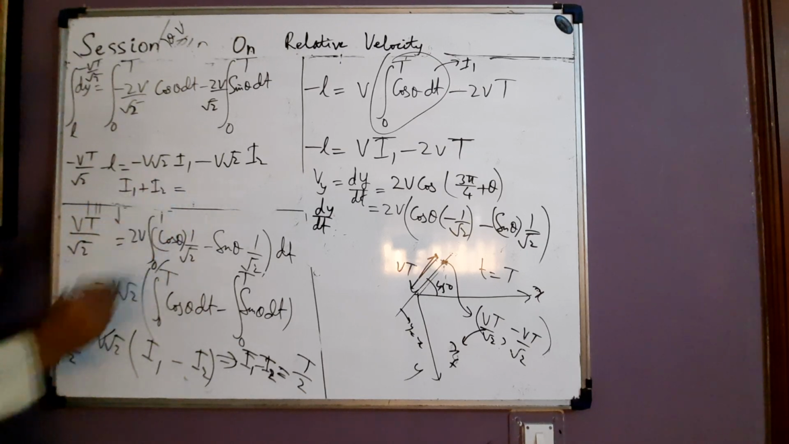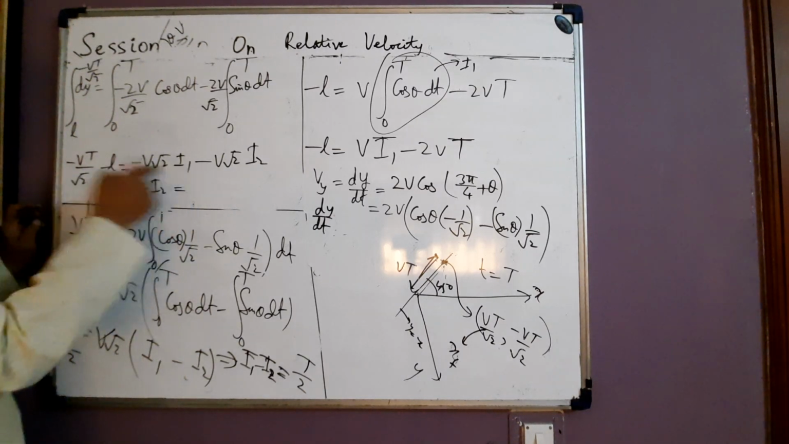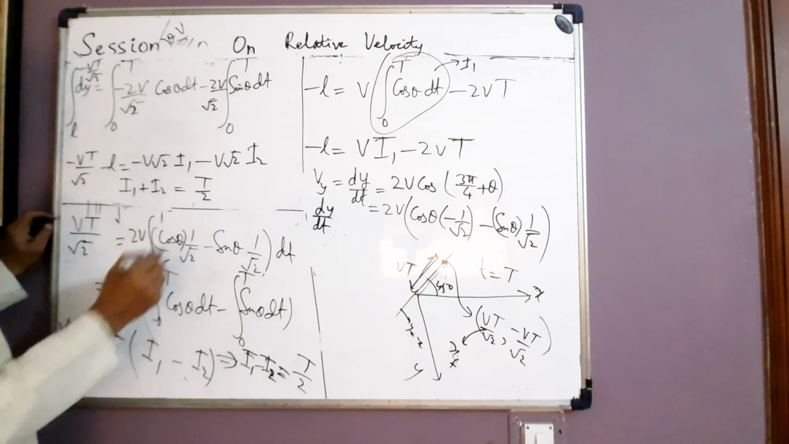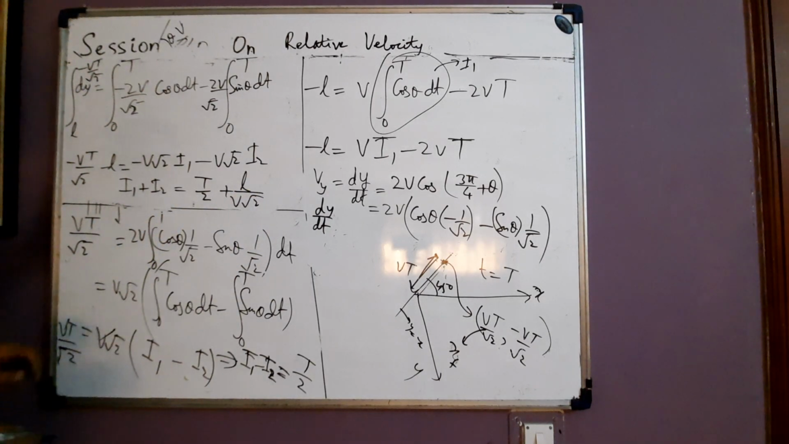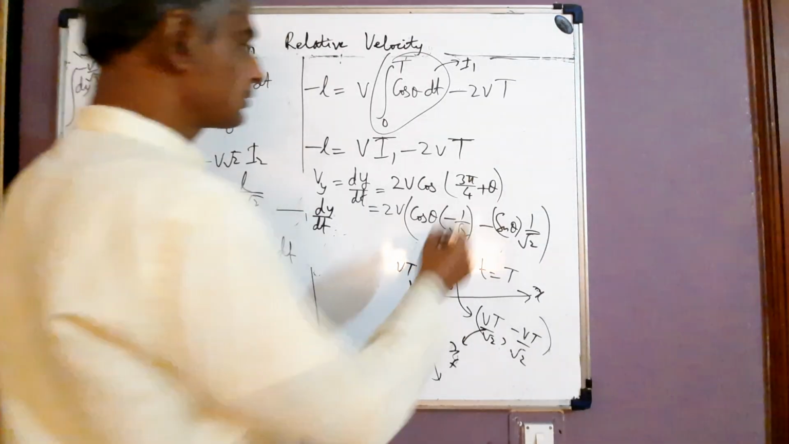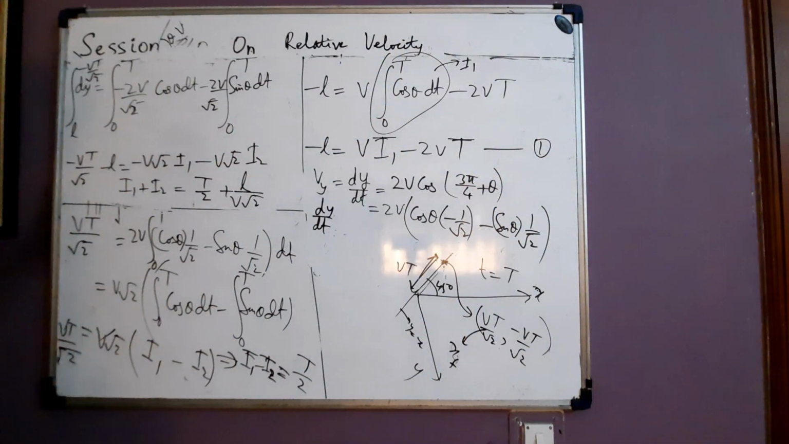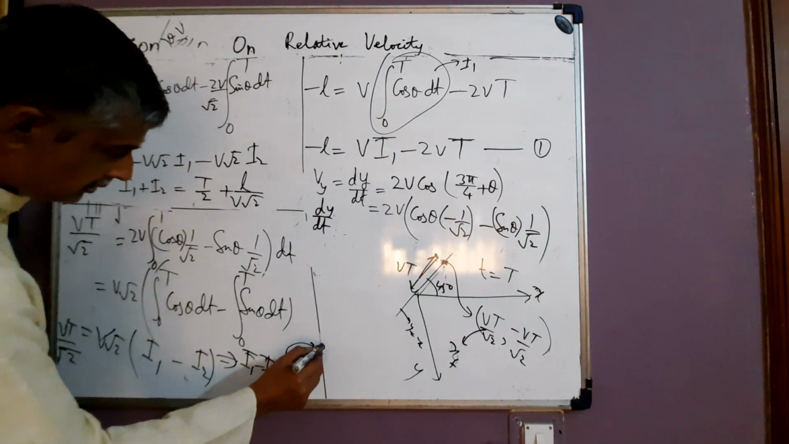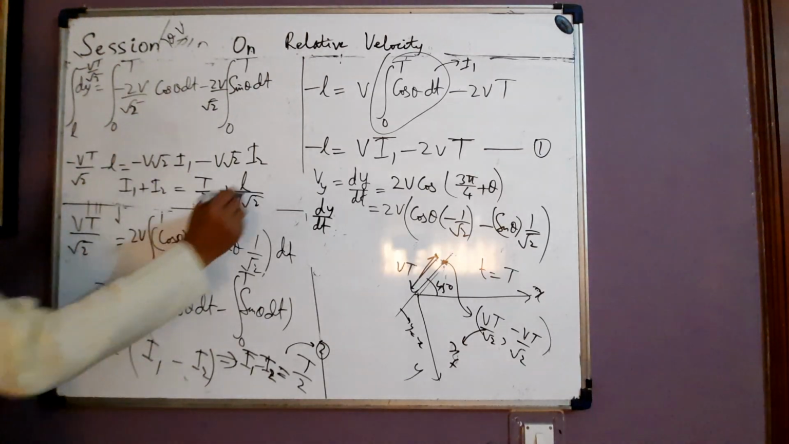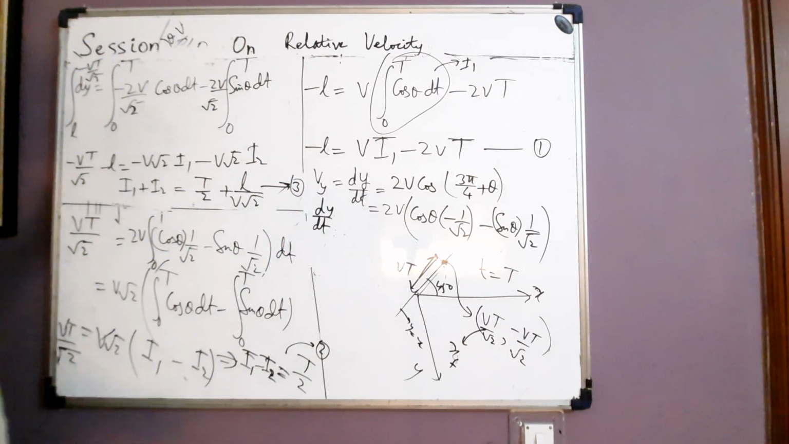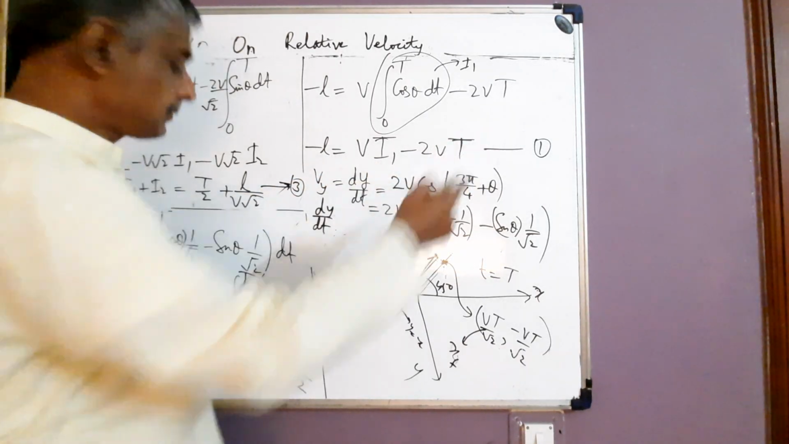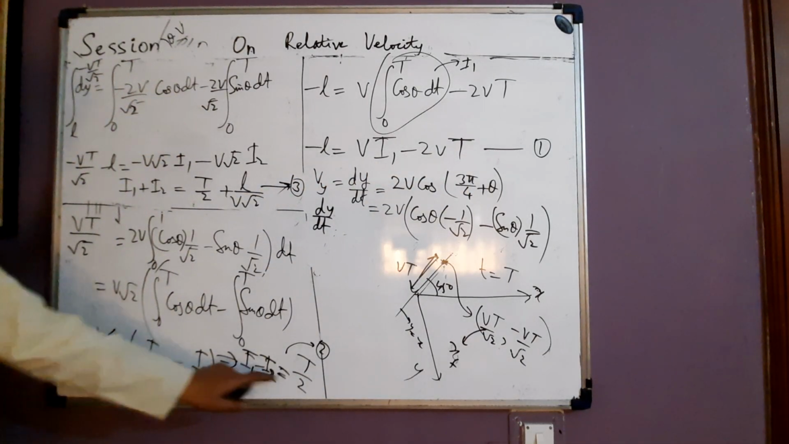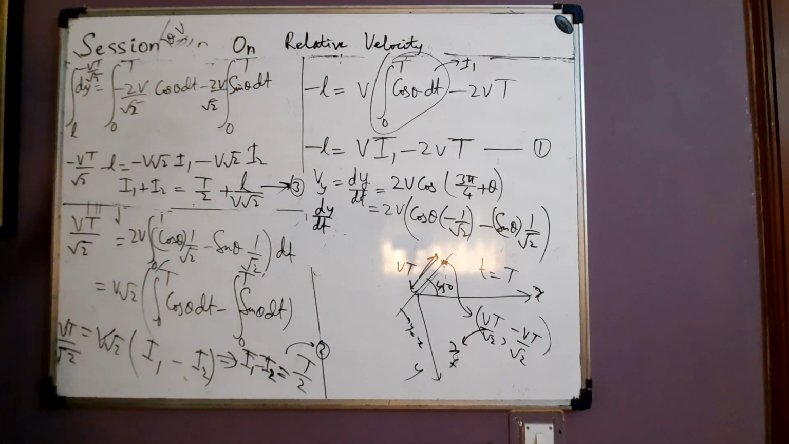I1 plus I2 is equal to, if you divide by V root 2, how much will it be? T by 2 plus L by what? V root 2. So these are the three equations. First equation, this one. Second equation is this one. And third equation is this one. The first equation is this, minus L equal to this. Second equation is this. And third equation is this.